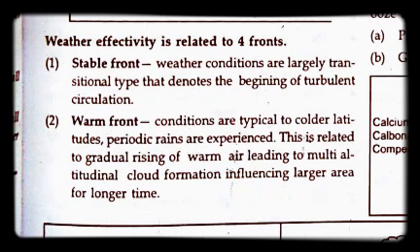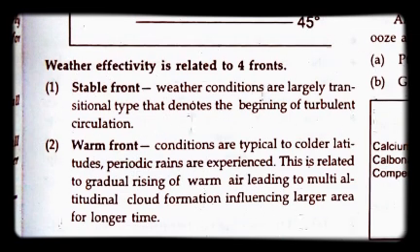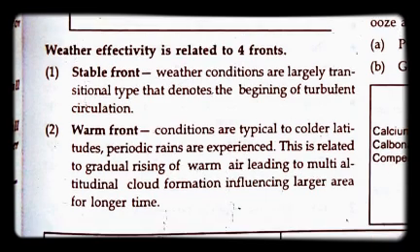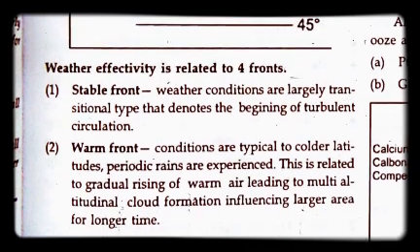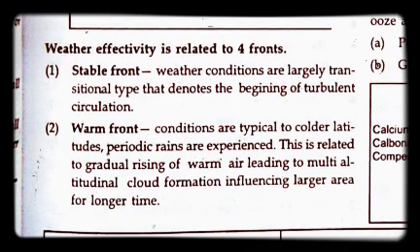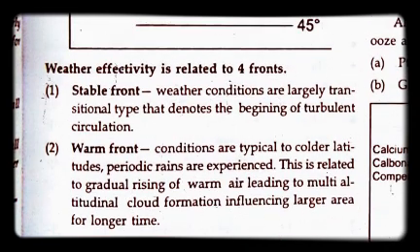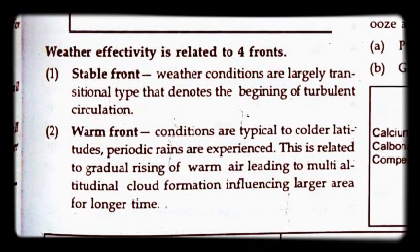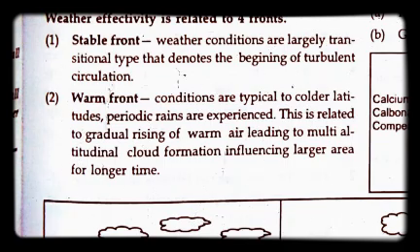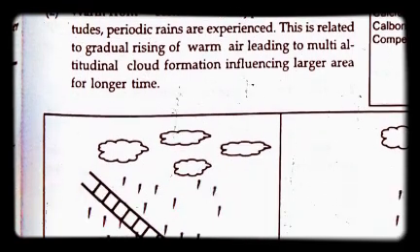Second is the warm front. Warm front conditions are typical of colder latitudes, and periodic rains are experienced. This is related to the gradual rising of warm air, please remember, leading to multi-altitudinal cloud formation and influencing a larger area for a longer time.